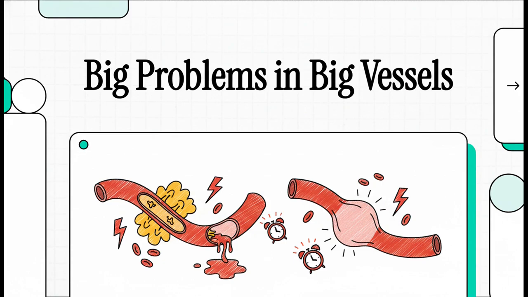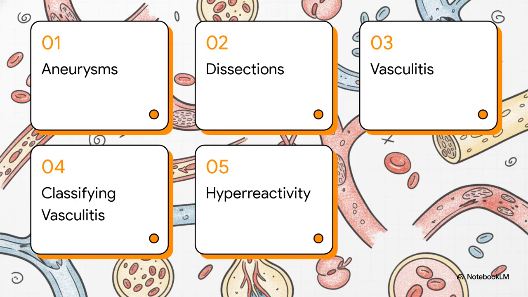So, let's begin. All right, my future doctors, here is our roadmap for today. We'll start with the structural failures, things like aneurysms and dissections. Then we'll move into the inflammatory process of vasculitis and how we classify it. And we'll finish up with a very interesting functional problem, hyperreactivity.